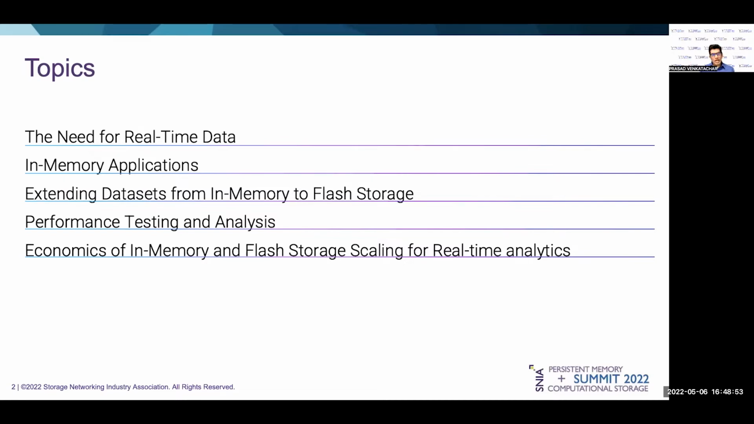How do we help to minimize the cost when we scale the data set from in-memory to flash storage for facilitating real-time analytics.